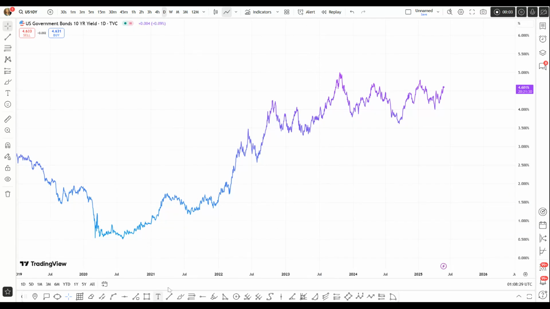So, let's look at the US government 10-year bond yield. You see, the United States government likes to borrow money. They borrow money with different times of repayment. They have a 2-year bond yield, a 10-year bond yield, and a 30-year bond yield.